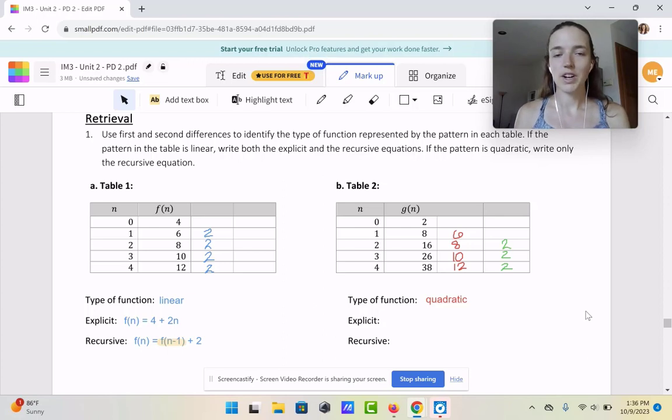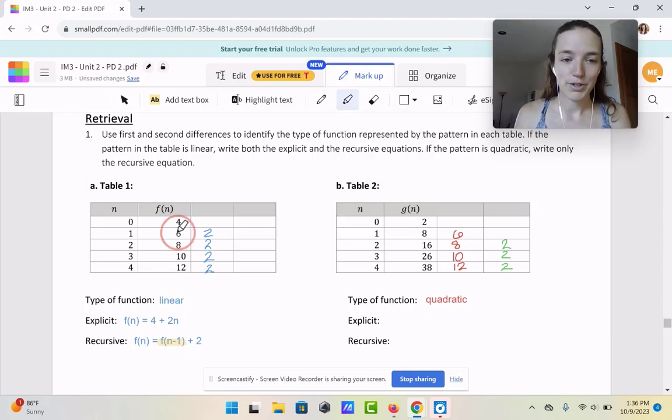Now, for the time being, we're not going to write explicit equations of quadratics. We're just going to write the recursive equation. The recursive equation starts the same way. It's going to be f of n equals f of n minus 1. So you're saying the next term is the previous term plus something. But with quadratics, we're not adding the same thing each time. Here we added 6, then 8, then 10, then 12.